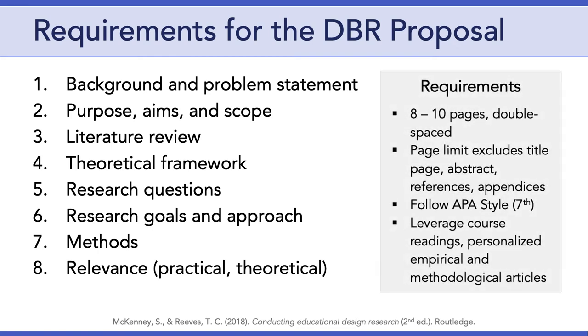These 8 requirements need to fit into about 8 to 10 pages double-spaced. In other words, this is a pretty short paper, and if you went with 8 pages, you would have 1 page per section. Of course, some sections will be longer than others, and that's really going to be up to you, your writing style, and the nature of your project. Now, that 8 to 10 page limit excludes a title page, abstract, references, and appendices.